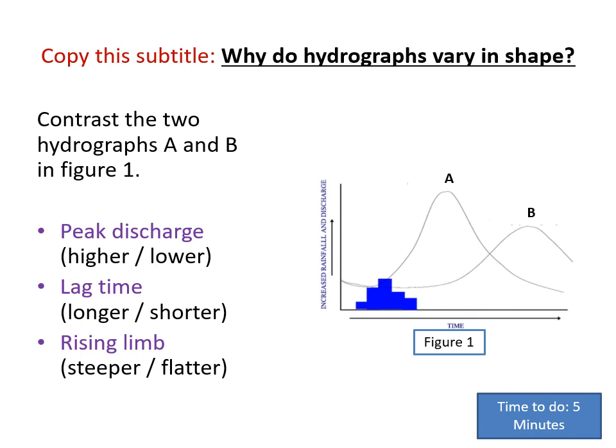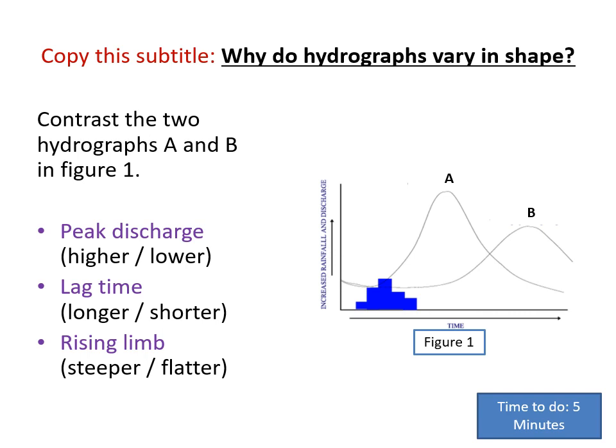Okay, so answers. A, the peak discharge in hydrograph A is higher than in B. That is contrasting language. I'm comparing the 2 things. I'm telling you what's different. If you've written the peak discharge in A is high and the peak discharge in B is low, that's not a contrast. That is 2 separate statements. So if you've written that, you need to cross that out and correct it.